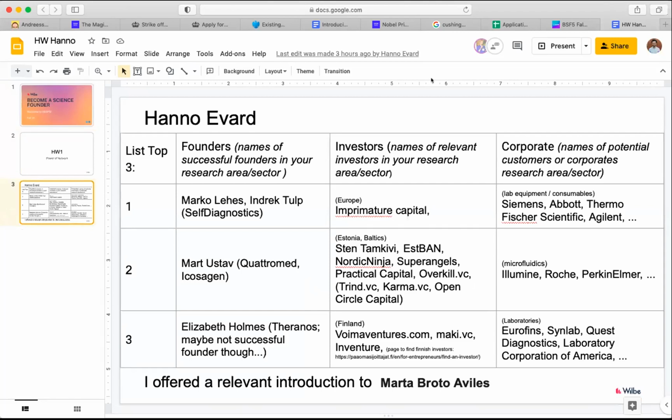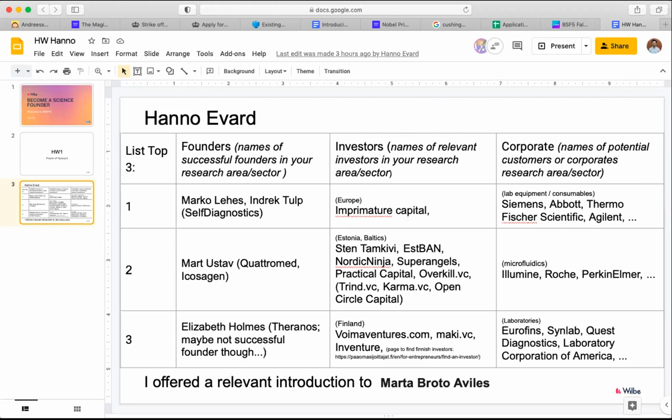So we're just going to open Hano's, and really we were asked to provide each of you 3 examples of each of these 3 categories. One is a founder that is doing something similar in a field similar to the business that you would like to launch. 3 investors that are relevant to your business or that have invested in a similar company. And then 3 corporates that are already clients of other similar companies, either similar startups or potential clients.